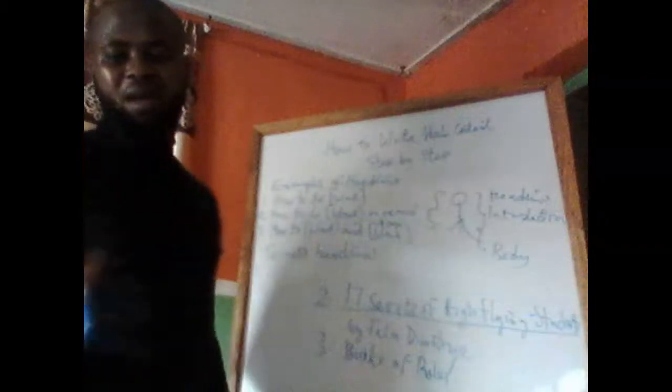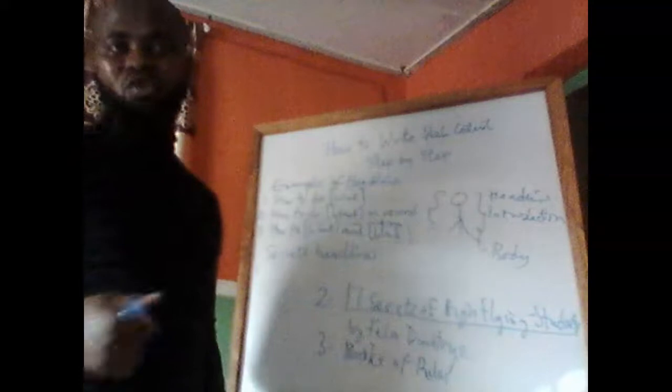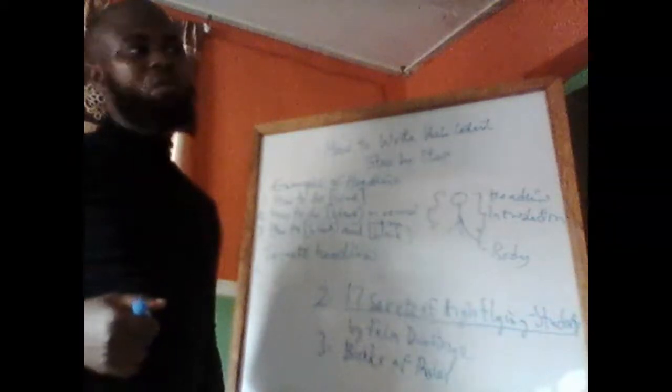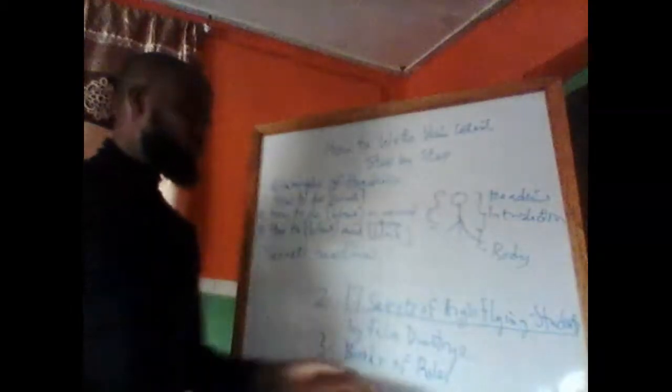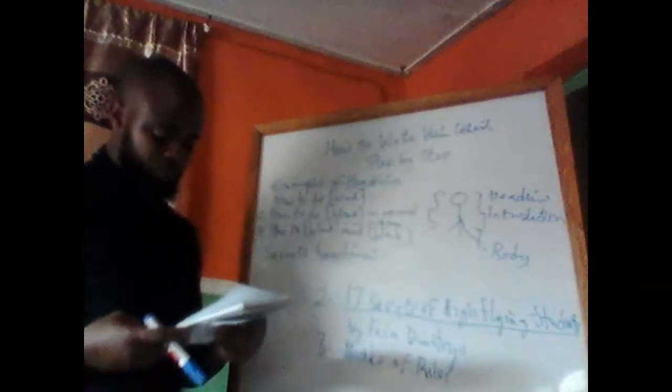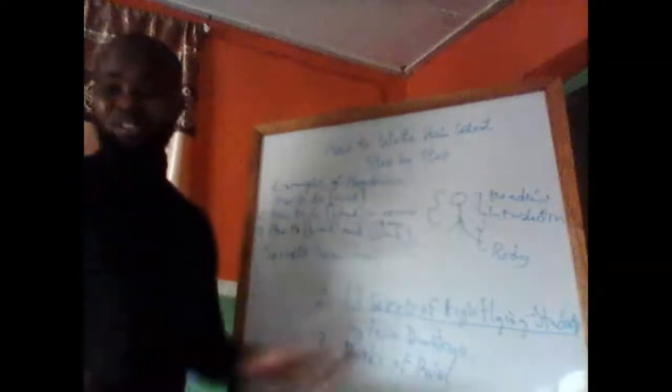Alright, so let's move forward. That's the third book I will recommend today: books of rules. I mean Rule of Management, The Rule of Work, The Rule of Success. I've also read this book, The Rule of Wealth. Yes, The Rule of Wealth. So there are a lot of books of rules that you can get. Alright, so let's move forward. This is just the headline.